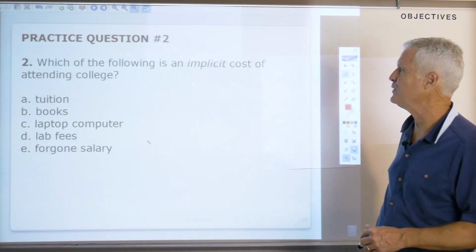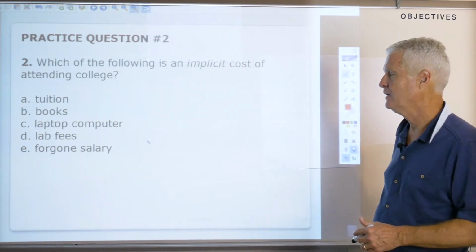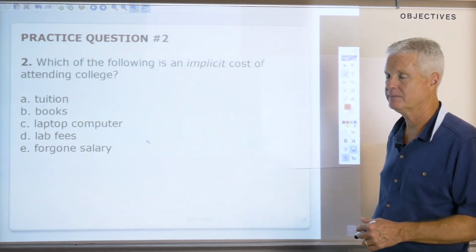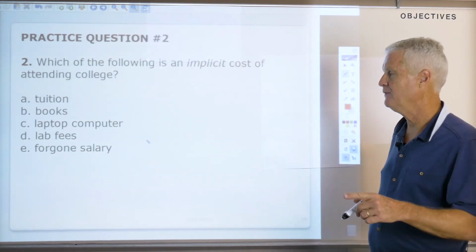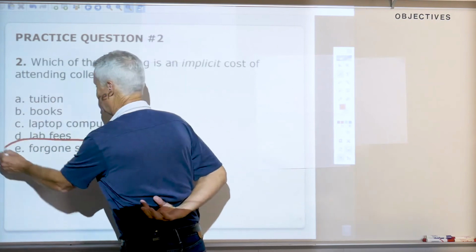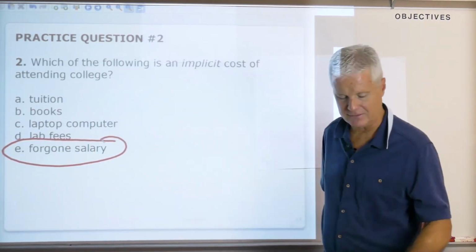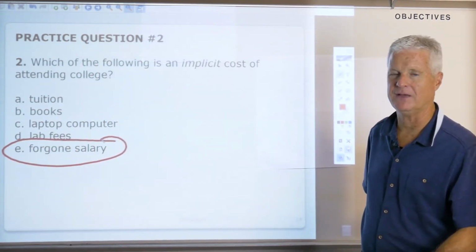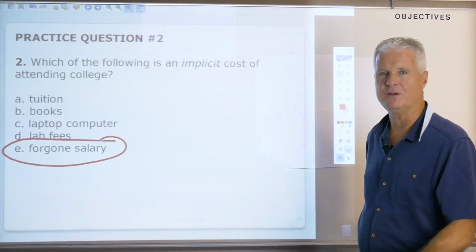Which of the following is an implicit cost of attending college? You better not miss this one. You're pausing the video, and yeah, it's foregone salary, right? We just talked about it. That's the kind of question that would actually be on the AP exam. So always good to know.